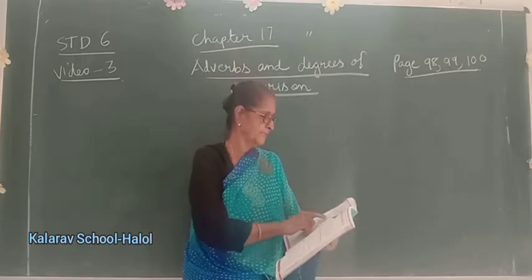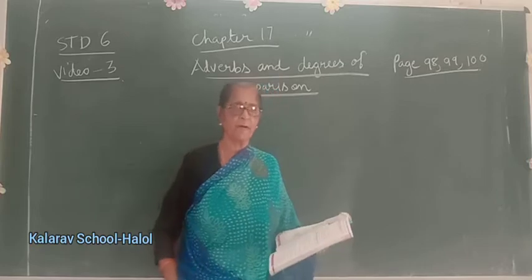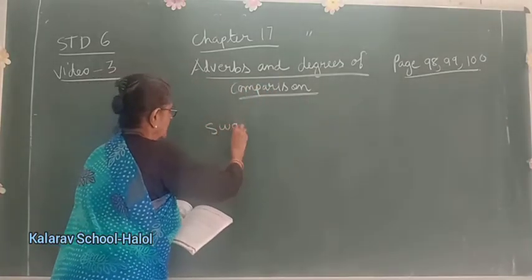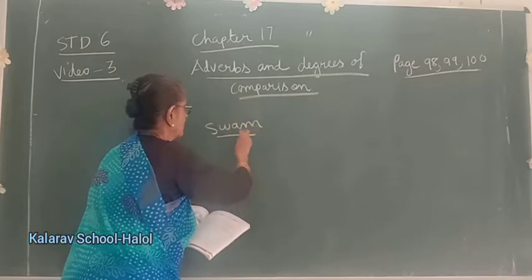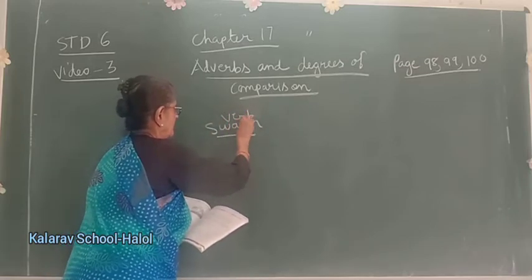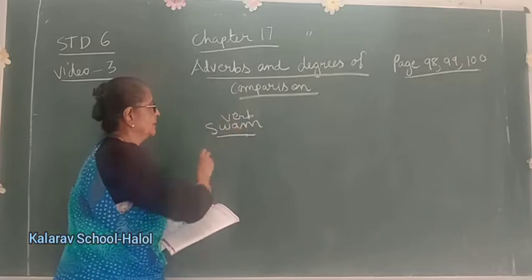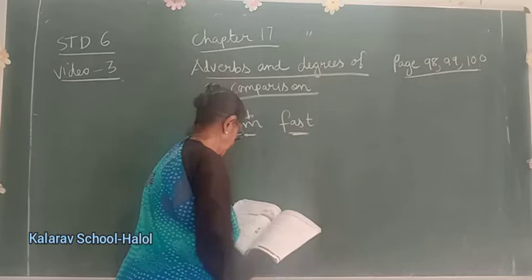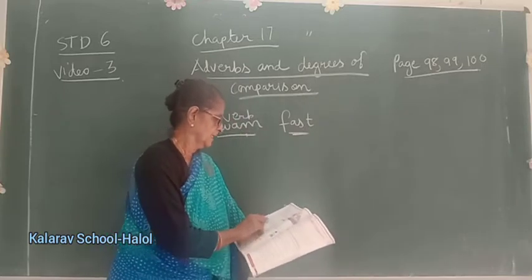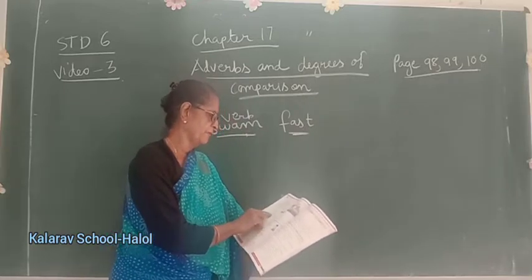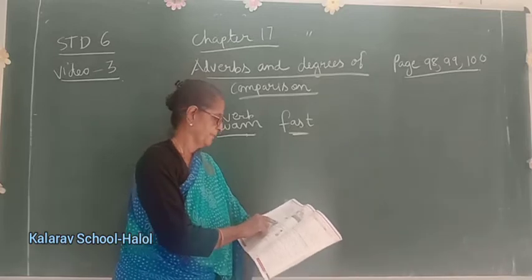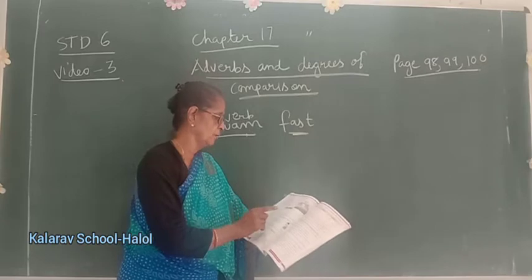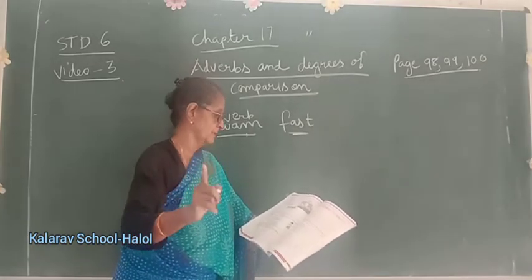See, read the given examples. Kanak swam fast. Now see, swam is an action word, so this is a verb. How did Kanak swim? Fast. Alright. Now Soma swam faster than Kanak. But Sarita swam the fastest among them all. These are degrees of comparison.